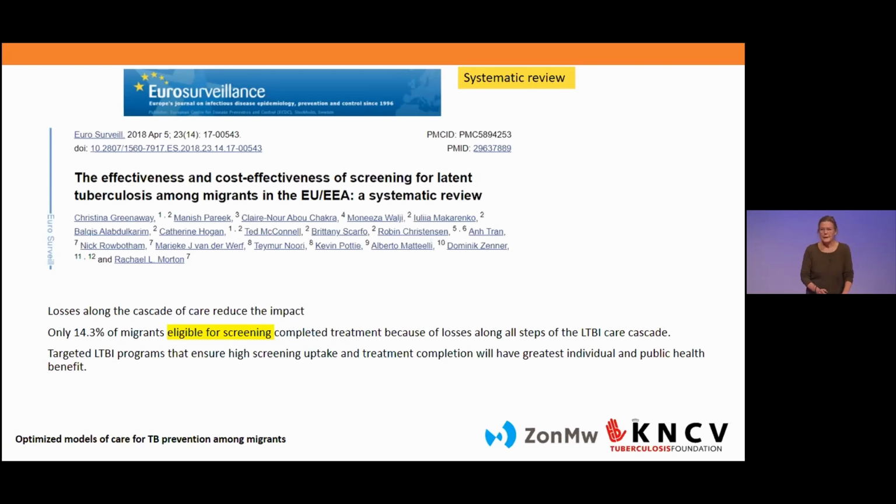And this leans mostly or for parts on the study Dominic showed from Ellsberg, that showed that losses along the cascade of care are very much determining the effectiveness of the intervention and the possible impact that the intervention has on epidemiology. And we also saw the same in TB Endpoint among the immigrant population.